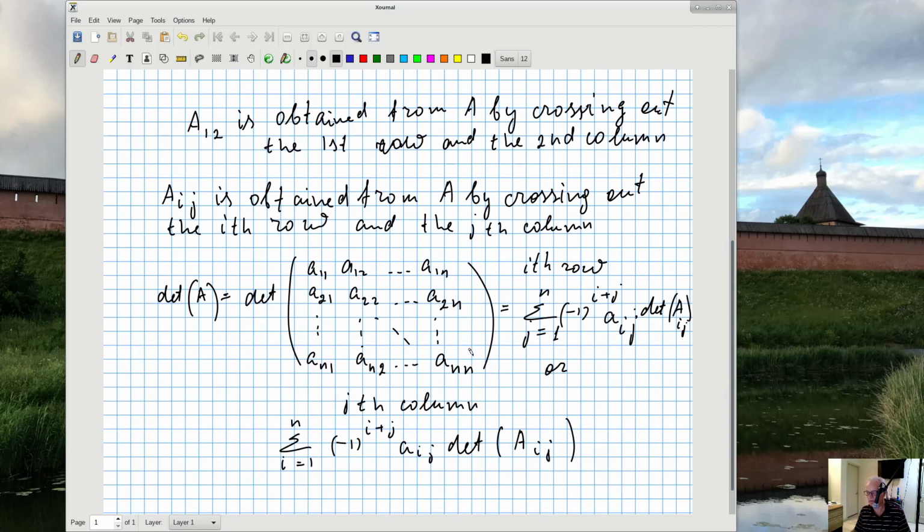It's an important rule because it is easy to program. The determinants on the right of the equal sign are determinants of matrices with n minus 1 rows and n minus 1 columns. You can recursively apply this procedure and calculate the determinant of any matrix if you know how to calculate the determinant of 2 by 2 matrices, for example. And it's easy to program. You just need to do recursive programming, and a program for the determinant is easy to write.